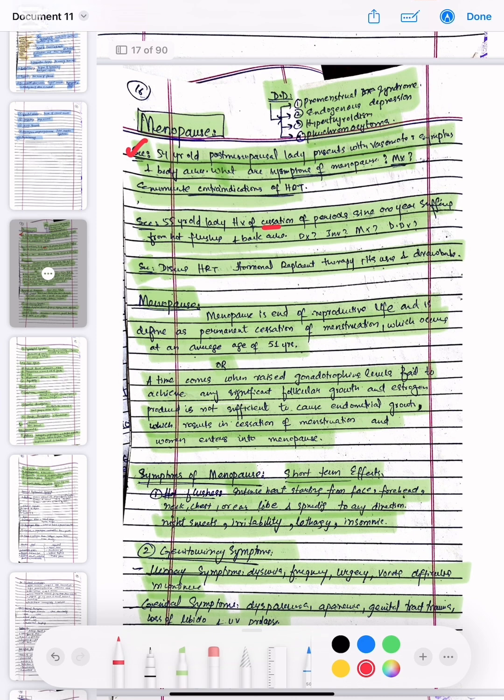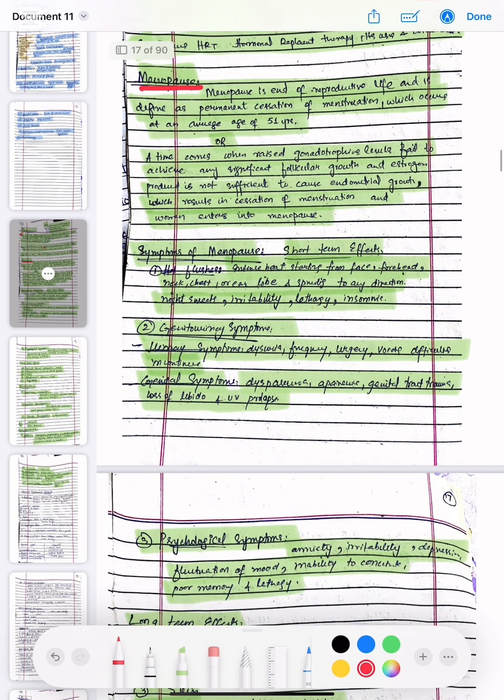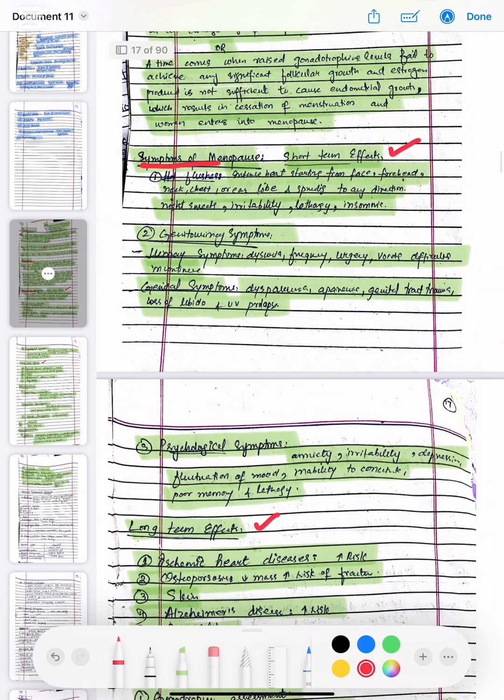Now we have discussed menopause, that it is the end of reproductive life and is defined as permanent cessation of menstruation, which occurs at an average age of 51 years. Then the symptoms of menopause are short-term effects and long-term effects. The short-term effects are hot flashes, that is intense heat starting from the face, forehead, neck, chest, or earlobe and spreading in any direction, night sweats, irritability, lethargy, and insomnia.